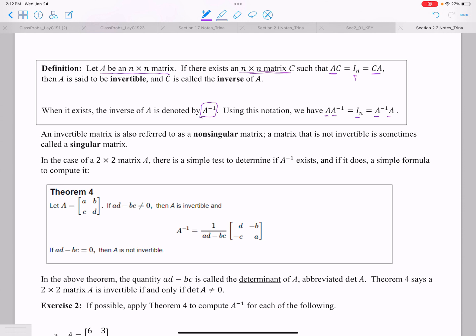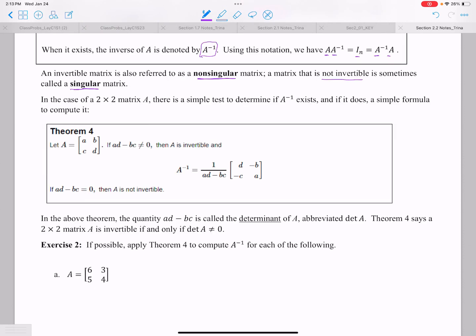More terminology: an invertible matrix is often referred to as non-singular, and if it is not invertible, then it is called singular. For a 2x2 matrix, there's a simple test to determine if A inverse exists, and Theorem 4 gives you that test. If AD minus BC equals 0, then A is not invertible. The reason is that AD minus BC is a denominator, and you can't have 0 in the denominator.